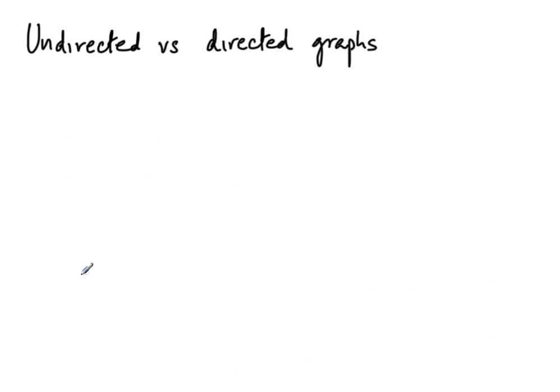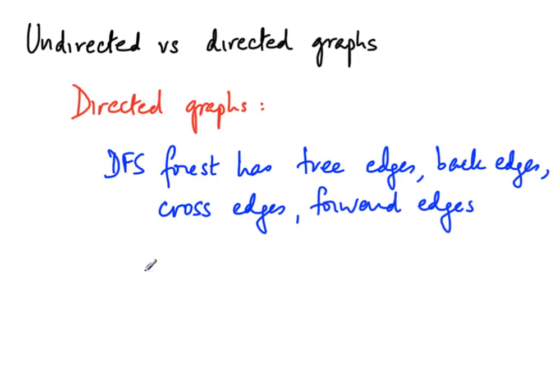Now, one thing we should remember is that the DFS that we have described here is for undirected graphs. So in undirected graphs, we had exactly these two types of edges: tree edges and back edges. In directed graphs, the situation is more complicated. In a directed graph, the DFS forest may have not only tree edges and back edges, but also cross edges and forward edges. So we will look at DFS on a directed graph when we study the problem of topological sorting a little later in this section.